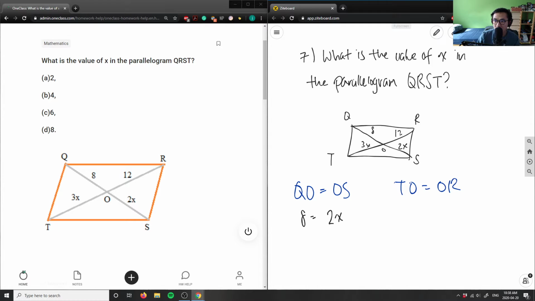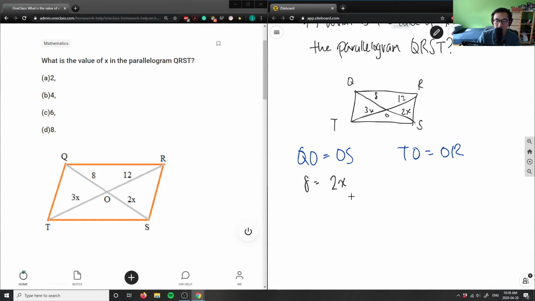And so then I can solve for this algebraic equation, right? 2x equals 8. I can simply divide both sides by 2, and then we get x equals 4, right? So that here is our answer, and we know that B is our answer here.